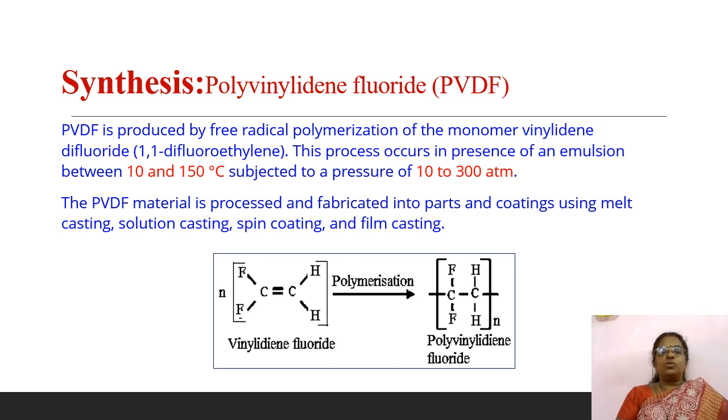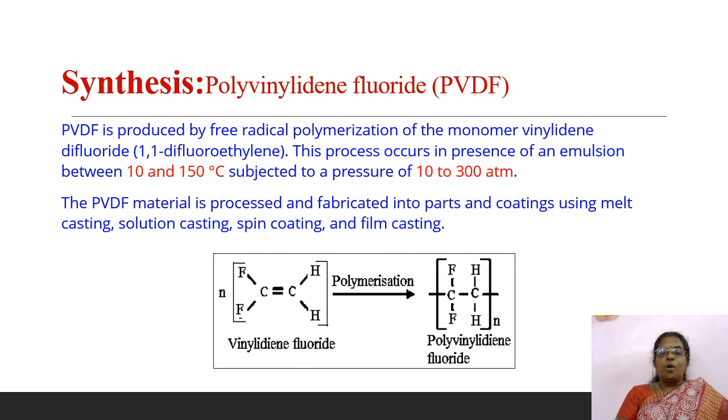PVDF is produced by free radical polymerization of the monomer vinylidene difluoride. This process occurs in the presence of a temperature of 10 to 150 degrees Celsius and is subjected to a pressure of 10 to 300 atm. So we get polyvinylidene fluoride. You can see the equation here.